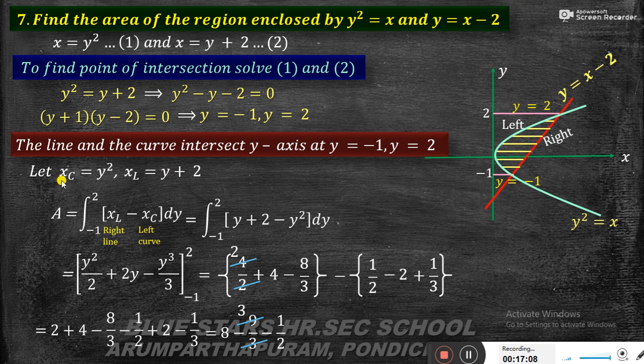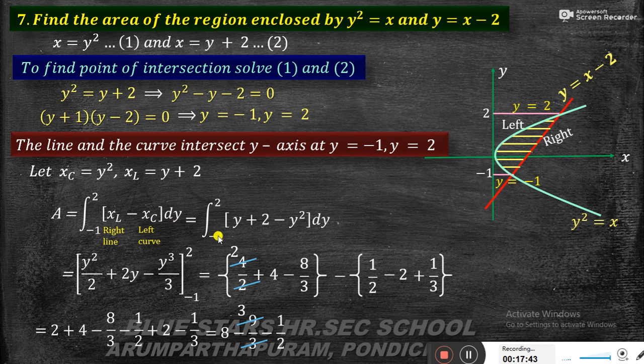Next, x equal to x_c, this is the curve, and x_l is the line. The line is above the curve in terms of x, so x_c equal to y square is the curve, and x_l equal to y plus 2 is the line. Therefore the formula is area equal to the integral from minus 1 to 2, because the curves intersect along the y axis, so we take y limits, minus 1 to 2, of x_l minus x_c dy.